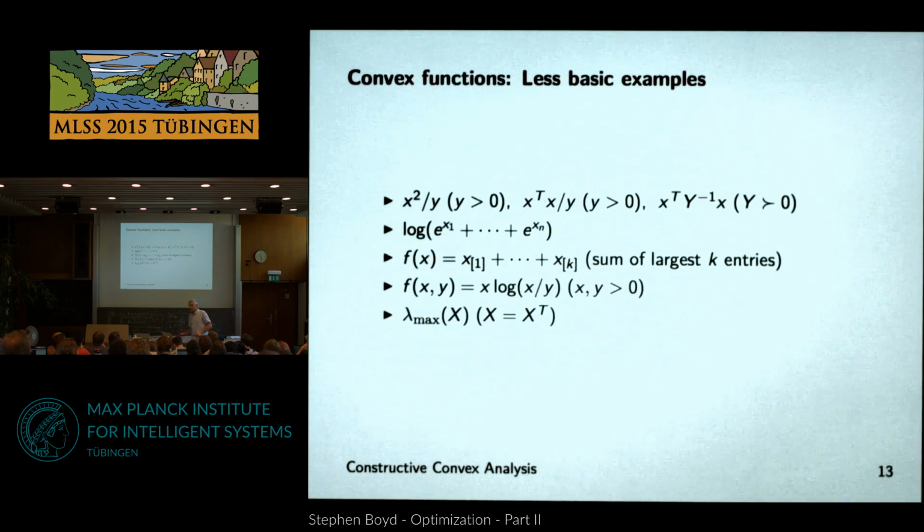Okay. Now we're going to look at some less basic ones. These are not obvious, but this is just because otherwise it's not interesting. A lot of these are actually very useful. Here's the simplest function there is that most people don't know is convex, and this is very much worth knowing. It's 2 variables, x squared over y, restricted to y positive. And that's jointly convex in x and y. That is not obvious. Okay?